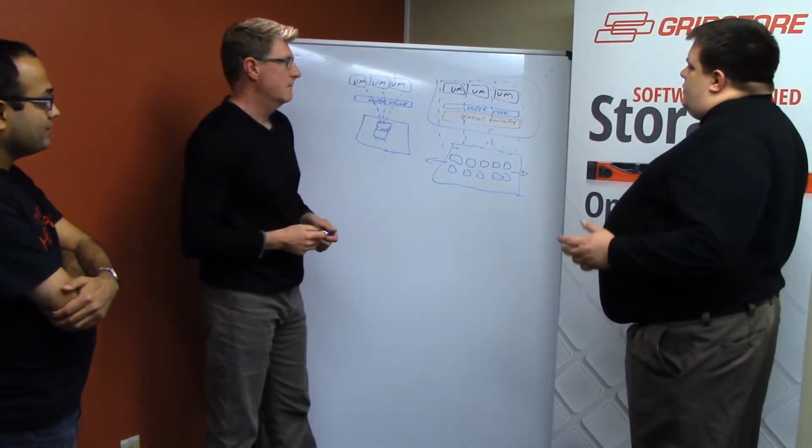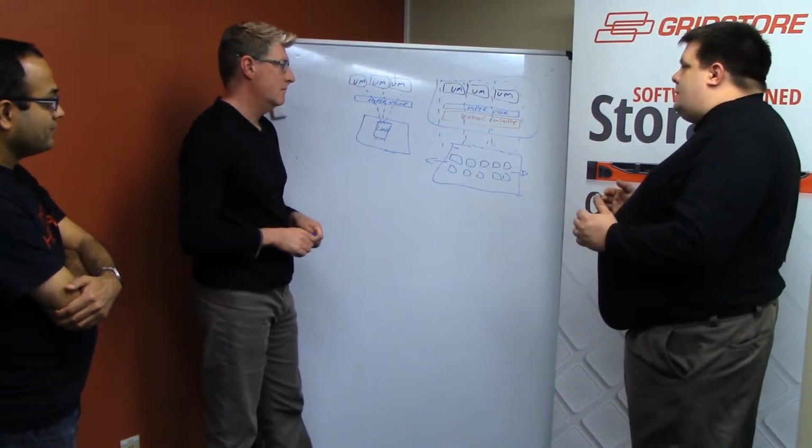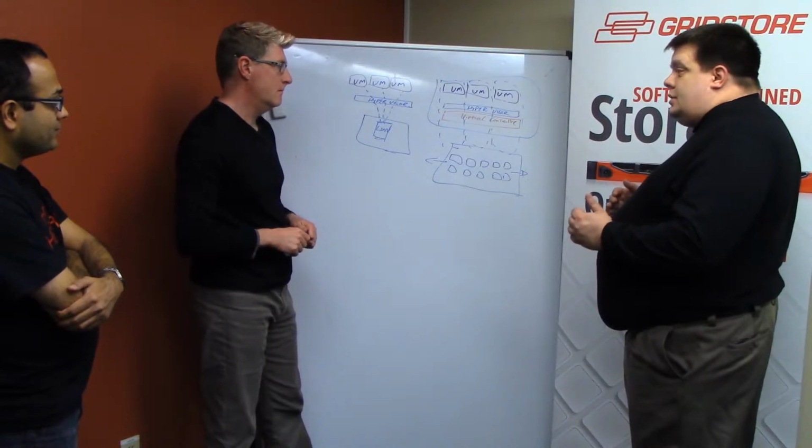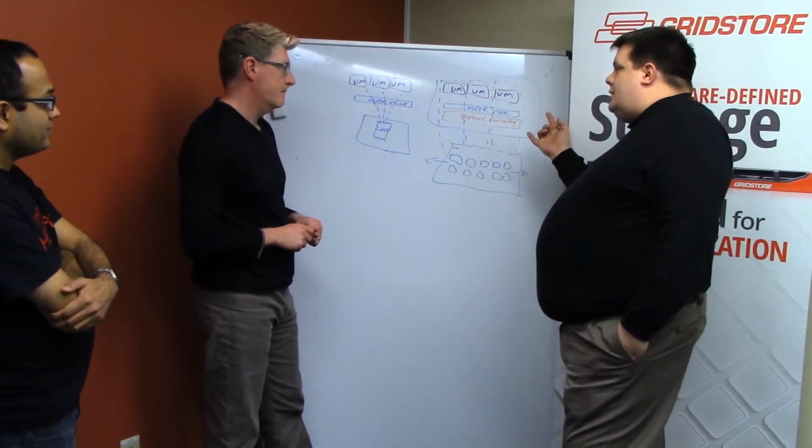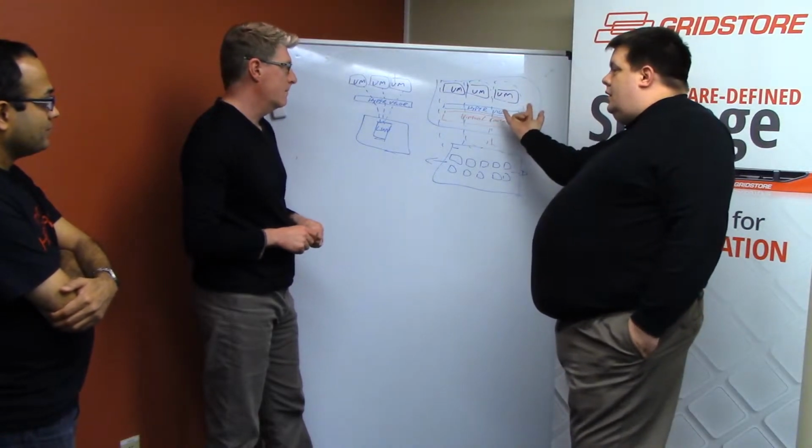Now, if the virtual controller started to see that there was potential contention going on at a host, because it has visibility up the stack too, could it take proactive action and say, okay, this VM is mission critical?